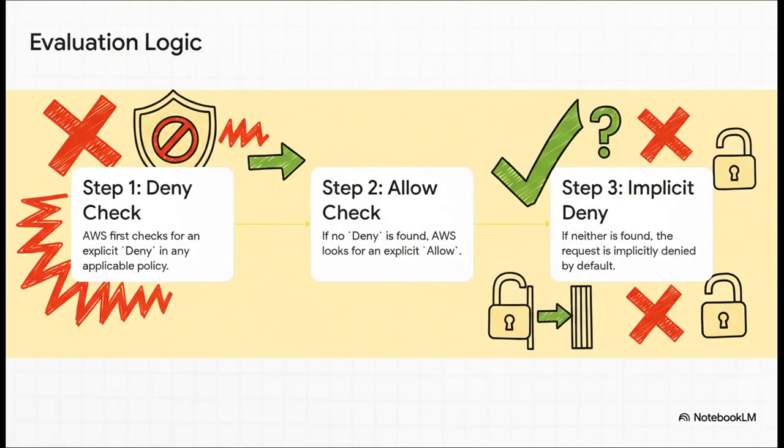And when it comes to deciding, AWS follows a super strict, predictable logic. It's always in this order. First, and most importantly, it scans all the policies looking for an explicit deny. It's basically looking for any reason to say, no way. If it doesn't find a deny, then, and only then, it looks for an explicit allow. It's looking for a reason to say, okay, you can come in. Now, what if it finds neither a deny nor an allow? The default is always, always no. Access is denied by default.